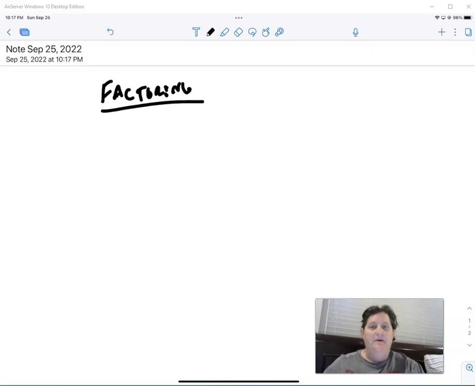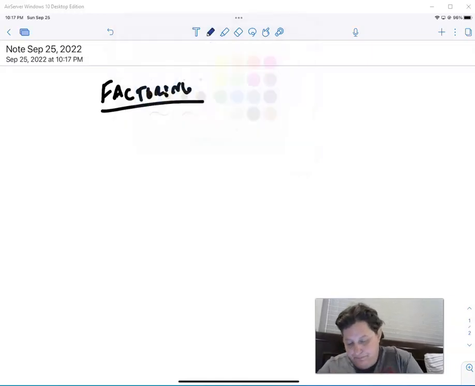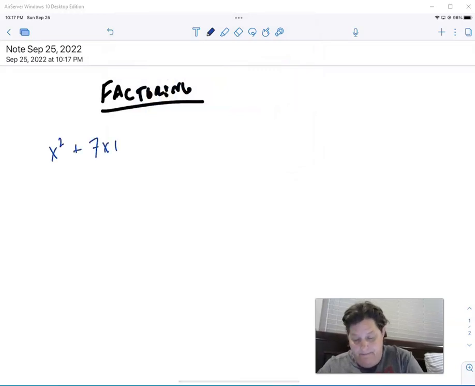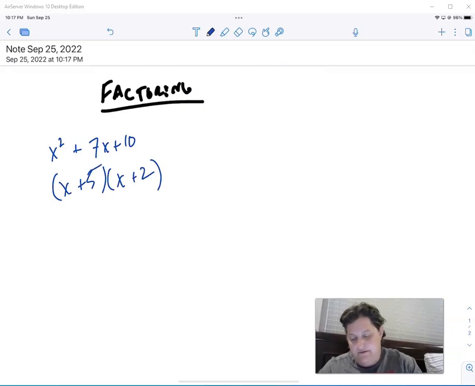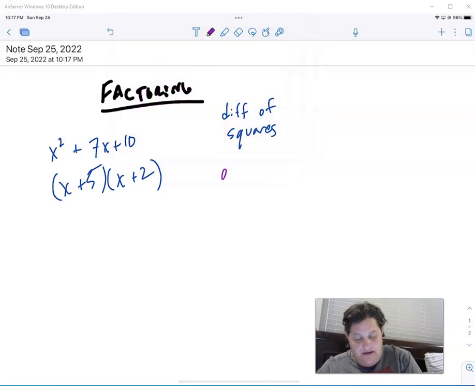factoring. Now there's certain types of factoring. In general, from its most basic step, you know this: what multiplies to make 10, adds to make 7, plus 5 plus 2. The ones I really need to review with you, though, are the difference of squares. We write this as a squared minus b squared.